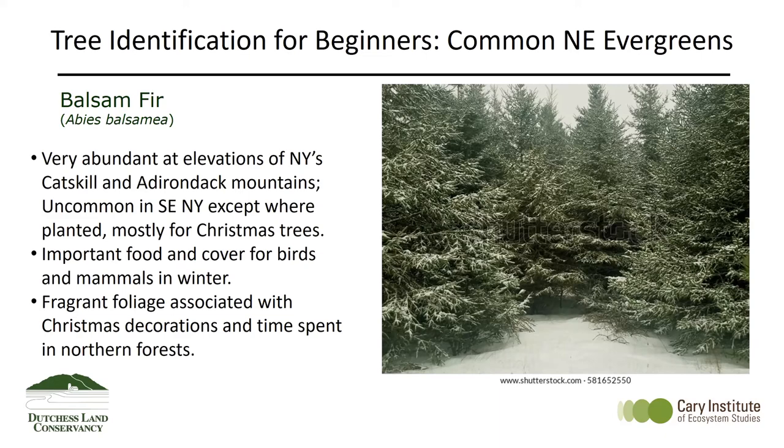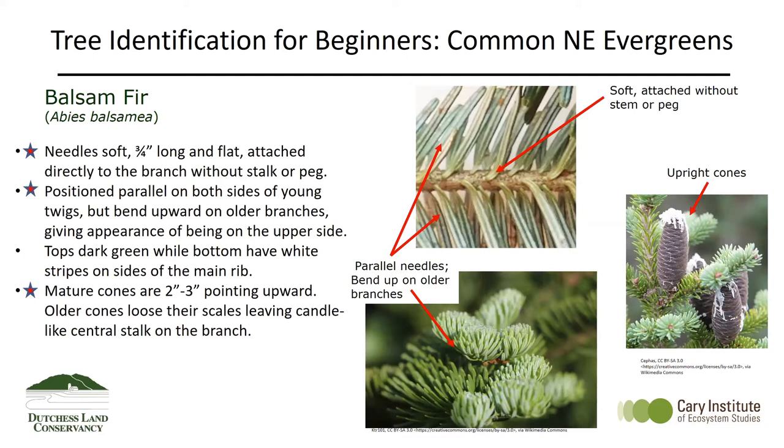Up close, a combination of soft, flat needles that are not attached by any kind of peg or stem is a good characteristic to tell the firs. Balsam fir, you can see that there are stripes on the bottom of the needles as well. And another great characteristic for identifying balsam firs is as the branches get older, the needles tend to bend upward. So even though they're coming out mostly from the side of the twig, it looks like most of the needles are located on top of the twig.